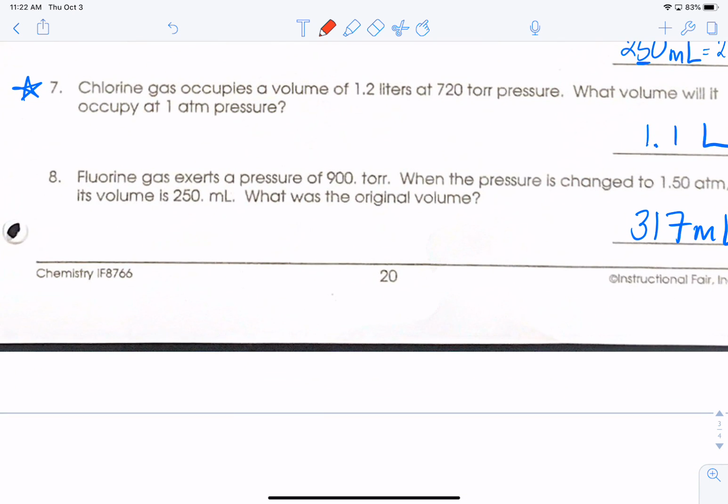Number 7 reads, chlorine gas occupies a volume of 1.2 liters at 720 torr pressure. What volume will it occupy at 1 atm pressure? I strongly urge you guys to read the question through just once before you start identifying variables. Now we can identify variables. We got 1.2 liters. Liters is a unit of volume, so we got a V1 right here at 720 torr pressure. It tells you it's pressure, just in case you forgot what torr was. So there's your P1.